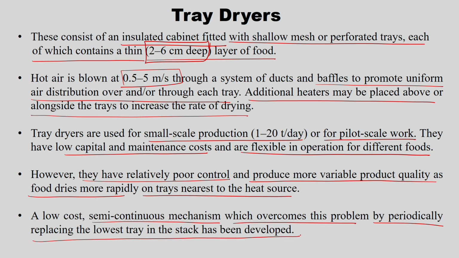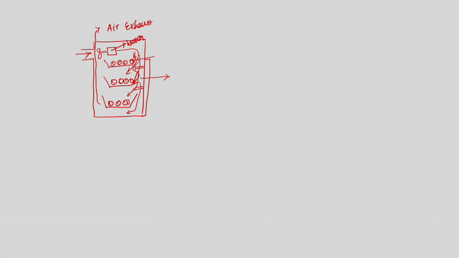Actually the semi-continuous mechanism means there is a control mechanism which keeps changing the tray, first tray to last, then this one to first, like this, at intermittent intervals. There is a semi-continuous mechanism which keeps changing the tray. So, that way we can optimize the drying time among the trays and get good product quality.